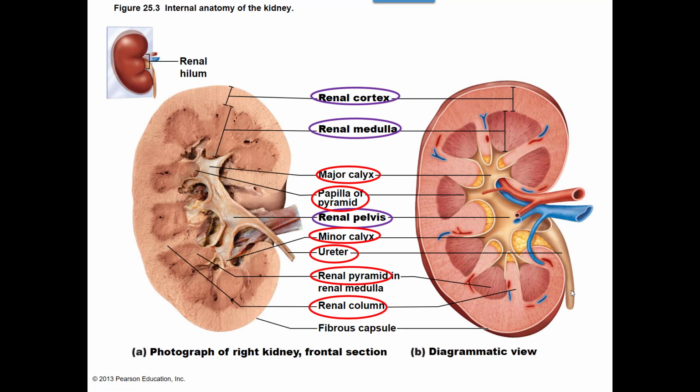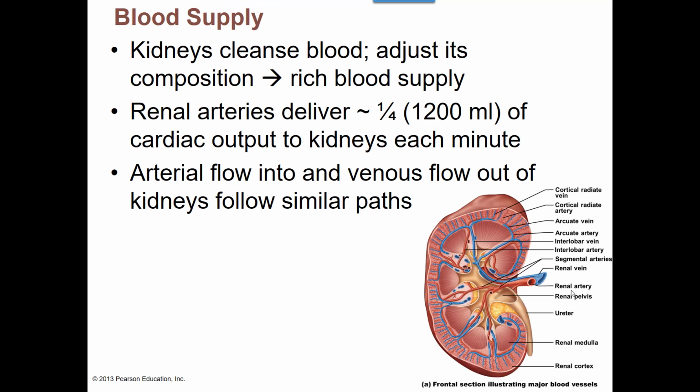Now, your blood supply to your kidney. You have lots of blood supply to your kidney. The main job of the kidney is to filter our blood. They cleanse our blood, they adjust the composition of our blood, and so they have to have a rich blood supply. Your renal arteries, you have a big huge artery going into the kidney, deliver about 1/4 of your heart output to your kidneys every minute. That's a lot of blood being sent to the kidneys. We want to be filtering it.